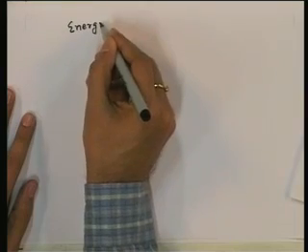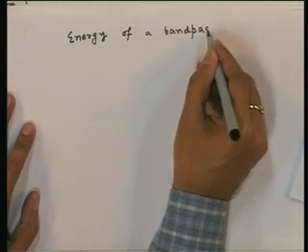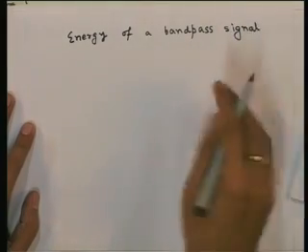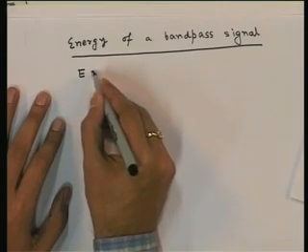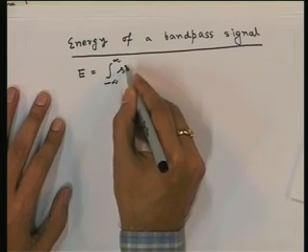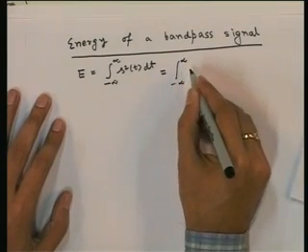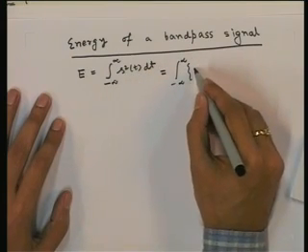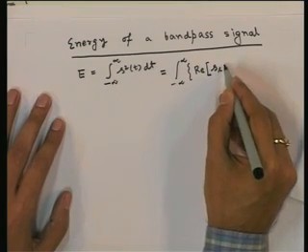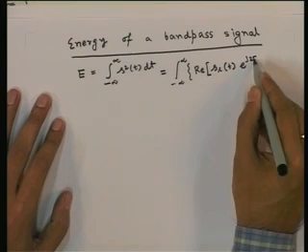So, we are going to find out the energy of a bandpass signal in terms of the low pass equivalent signal. So, the energy is defined this way. Now we know the bandpass signal in terms of the low pass equivalent signal. If the low pass equivalent signal is s_l(t), then the bandpass signal is the real part of s_l(t) e to the power j 2 pi fc t.